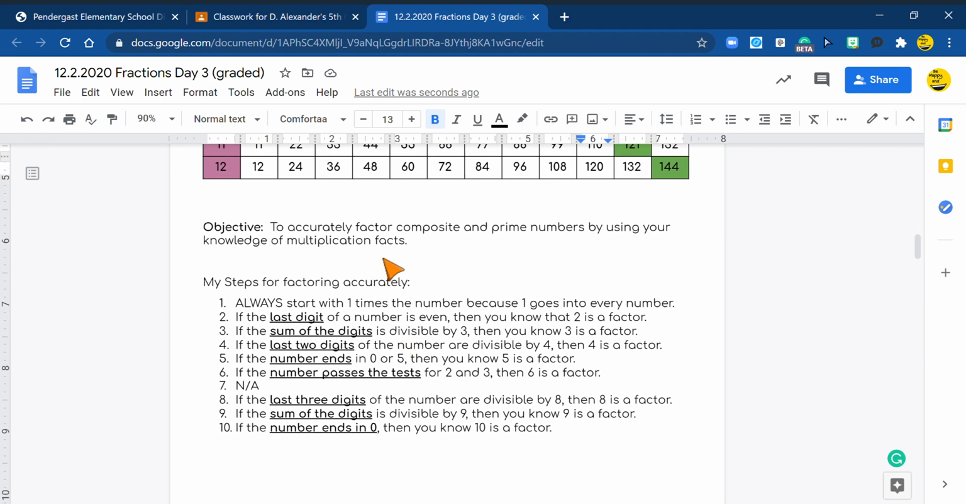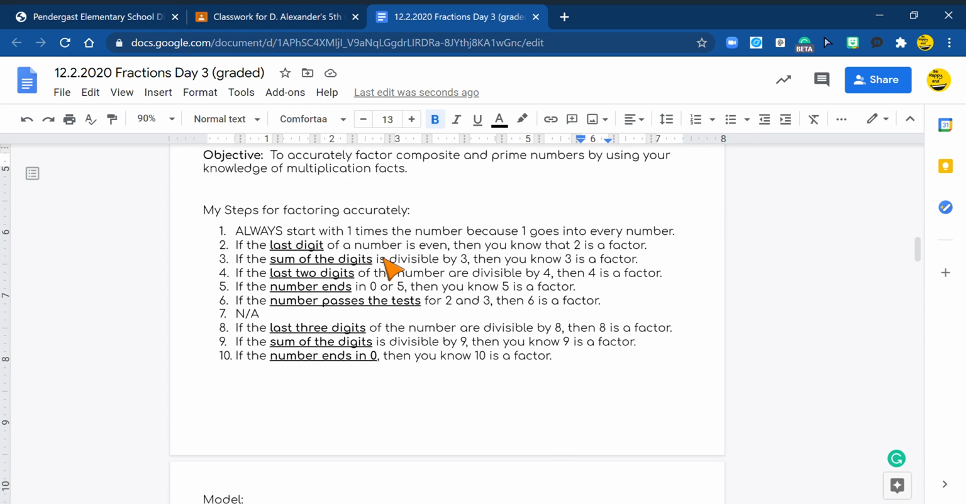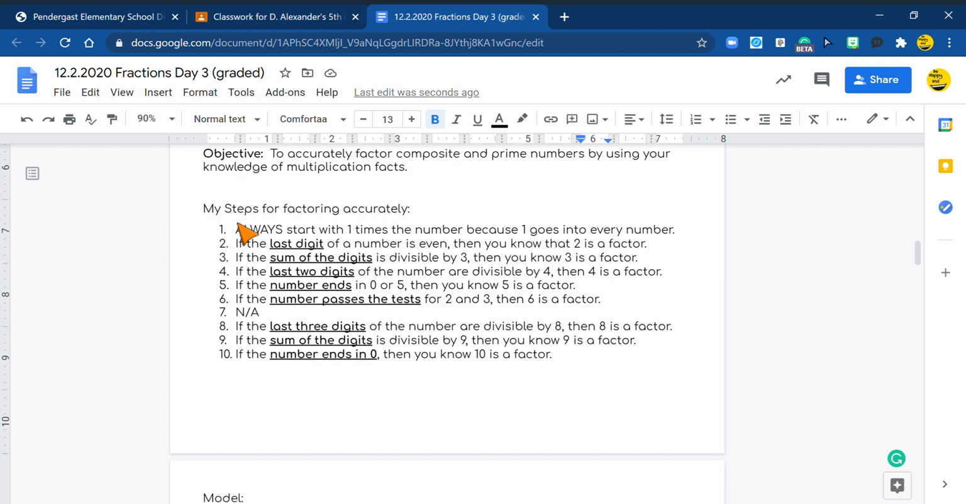Let's review. We're going to accurately factor composite and prime numbers using our knowledge. Now remember my steps. We always start with 1, because 1 times whatever the number is gives factors. It's automatic. And then I look at the last digit. If it's an even number, I know it's a factor of 2, so I can automatically take that 2 and multiply it by another number to get my product, which is the number we're asking for. If the sum of the digits is divisible by 3, then we know 3 is a factor. Then again, we create a multiplication problem to figure out what those factors are.